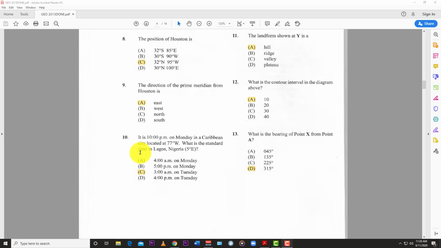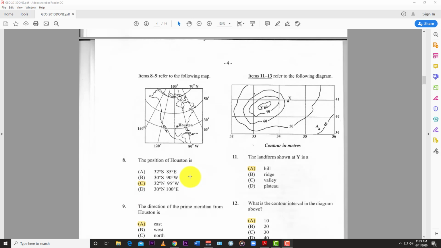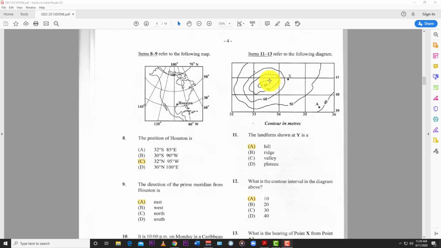Number 10, it is 10 p.m. on Monday in a Caribbean city located 77 degrees west. What is the standard time in Lagos, Nigeria? That is located 5 degrees east, and so the answer here is C, 3 a.m. on a Tuesday. You cross all the timelines and everything, and so it's 3 a.m. on a Tuesday. Numbers 11 to 13 refer to this diagram also, contour in meters.